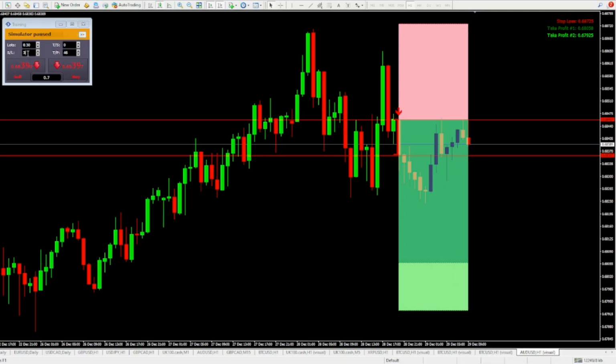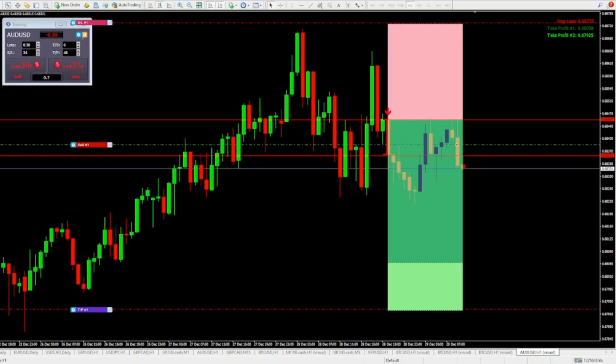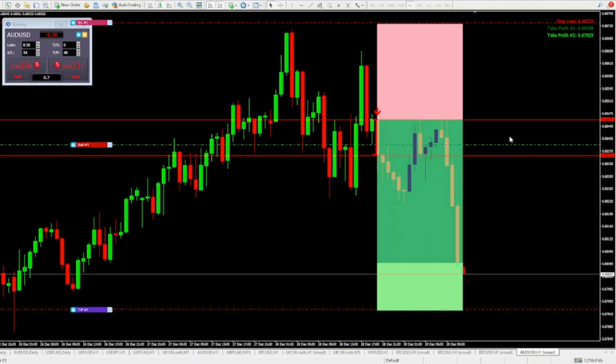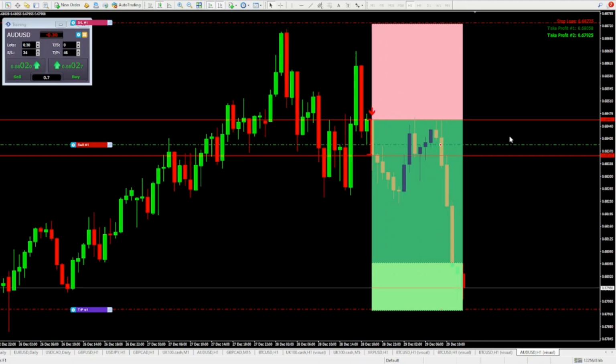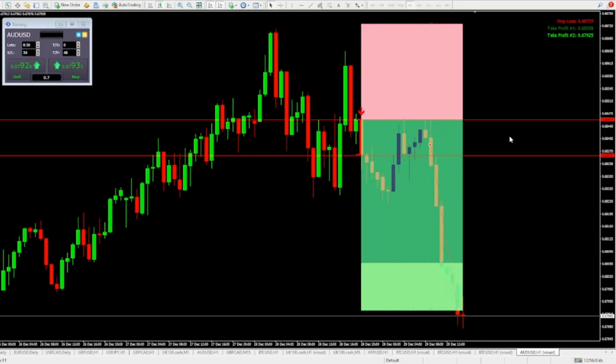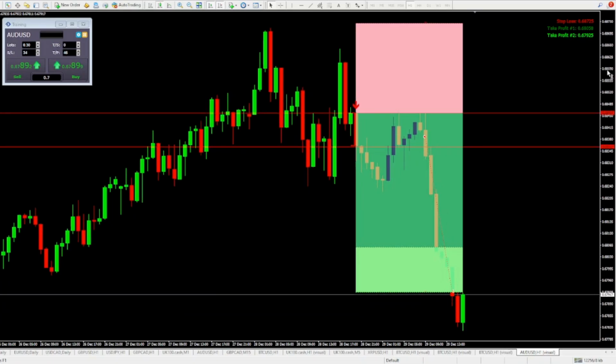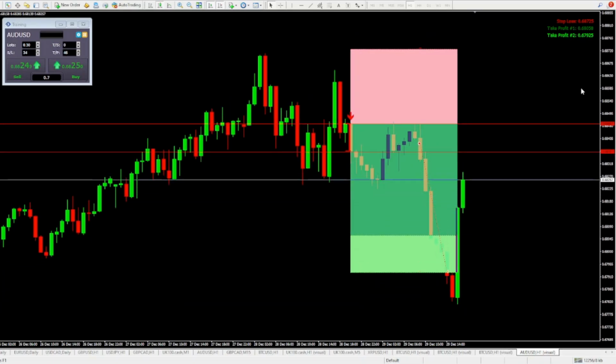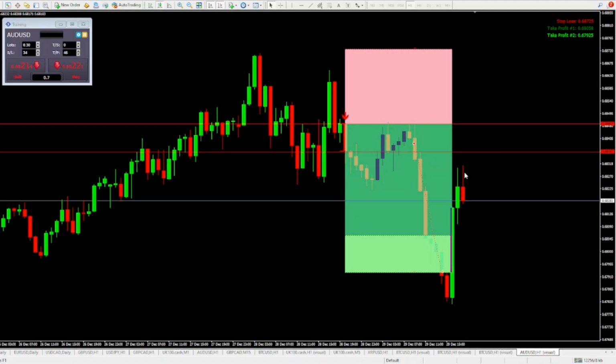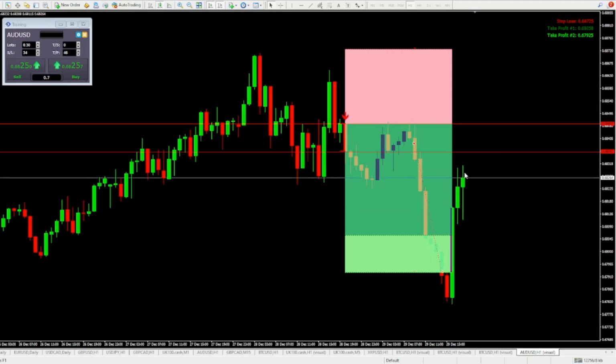Now for the stop loss and take profit, I will use the values calculated by the indicator and let the trade run its course. The reason why I use these values is they are calculated using the ATR, or average true range indicator, which gives you a dynamic measure of movement in pips.